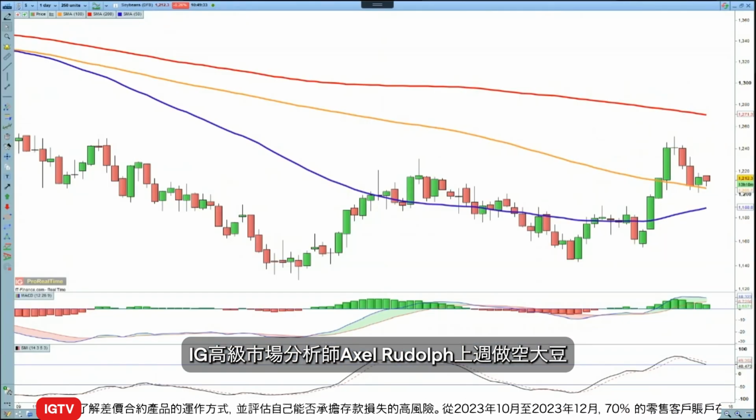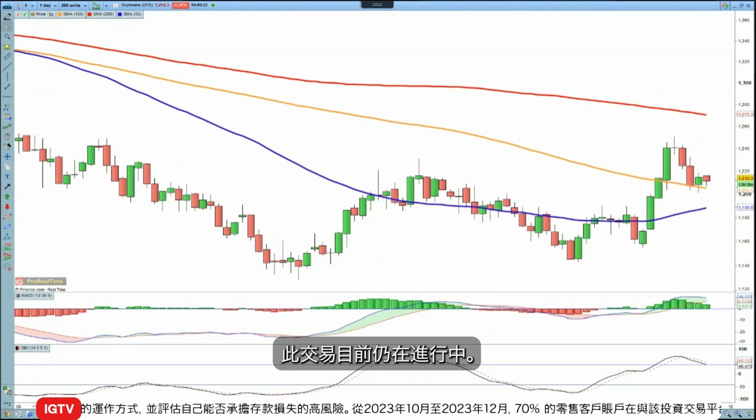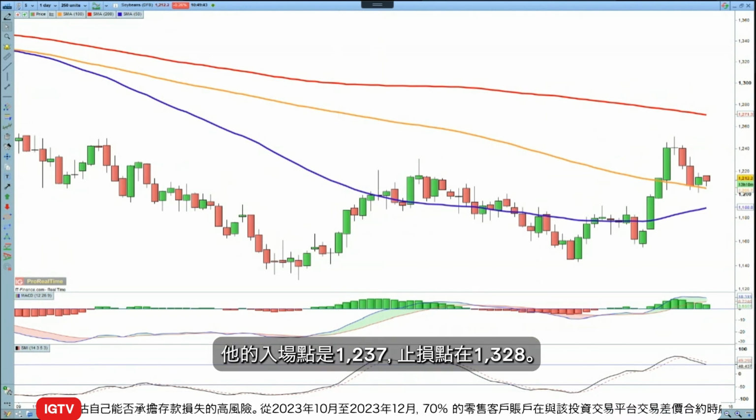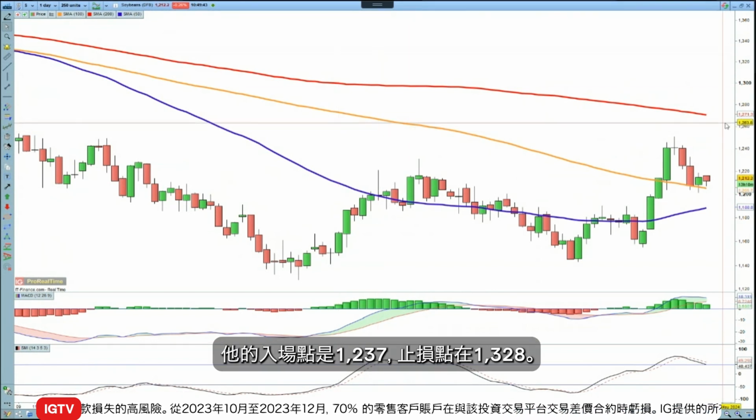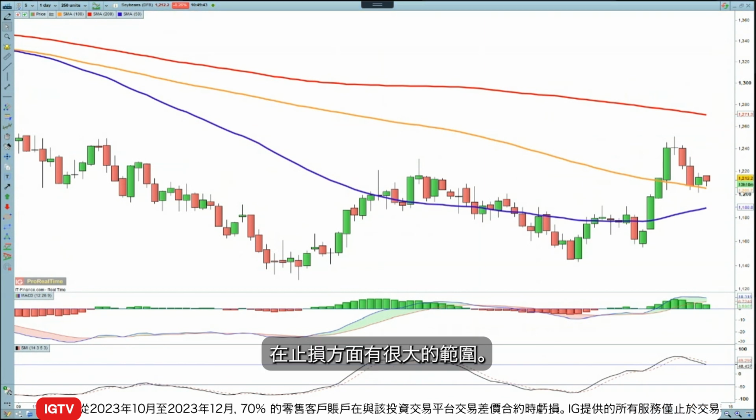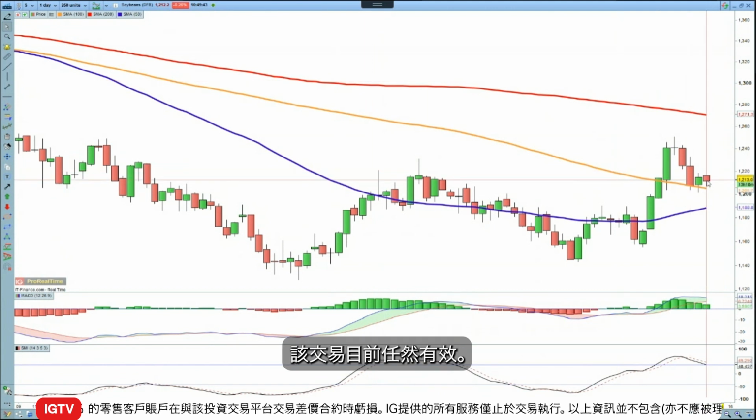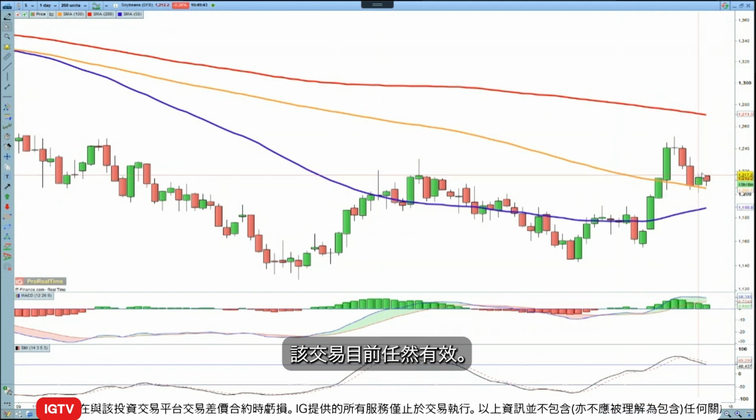IG senior market analyst Axel Rudolph looked at going short soybeans in his trade last week. And this one is still running. He had an entry point at 12.37 and a stop all the way up at 13.28. So a nice wide range on that stop, really. And this one's still firmly in effect.